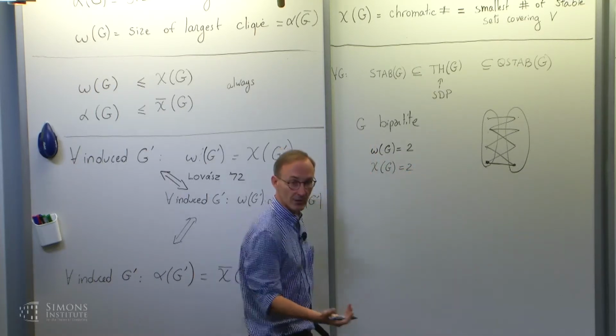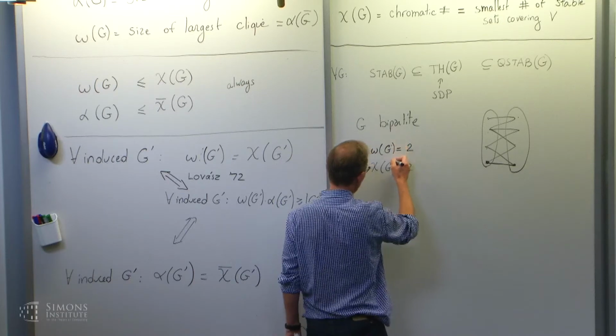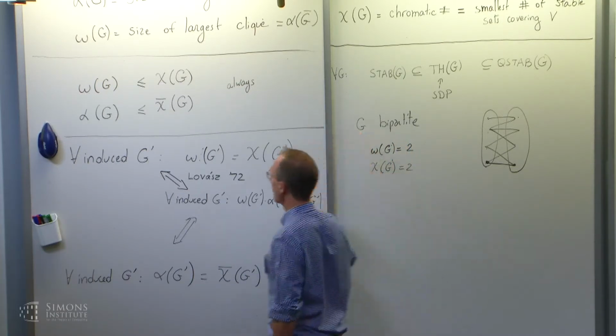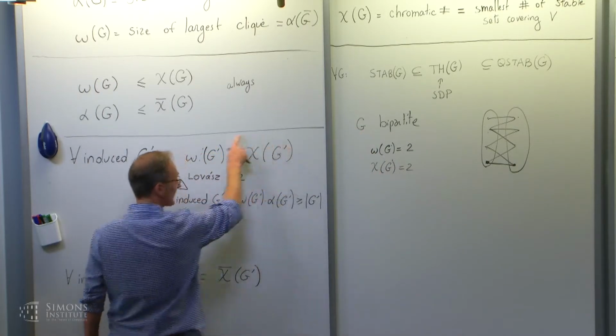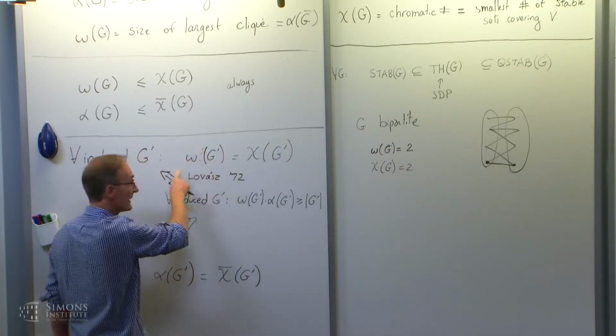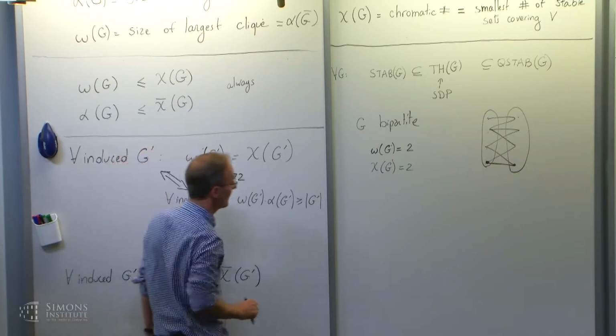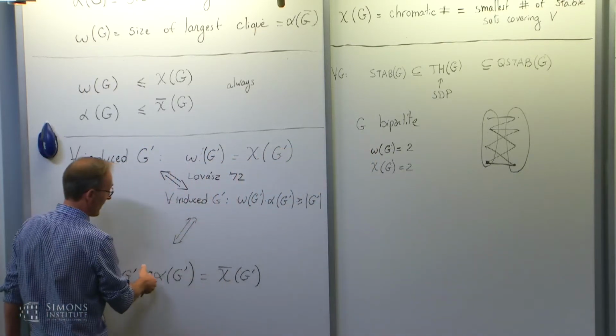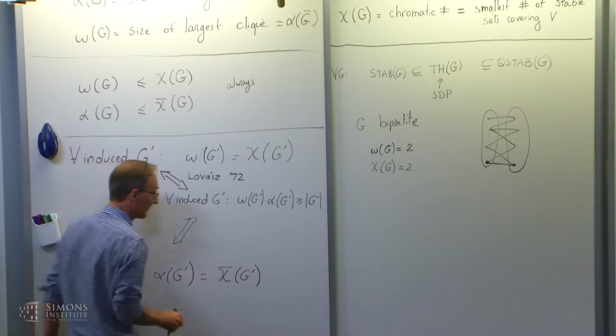And if you take an induced subgraph of a bipartite graph, you still have equality. So that means that a bipartite graph satisfies this. It's perfect for that notion. Now, let's look at what this means.